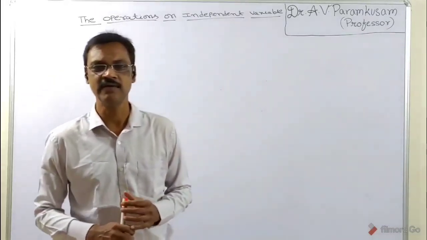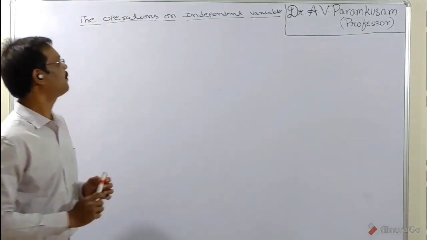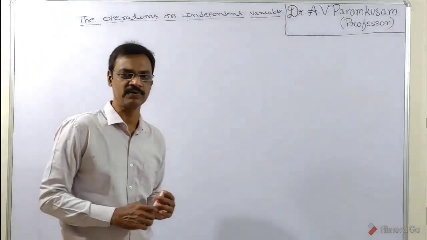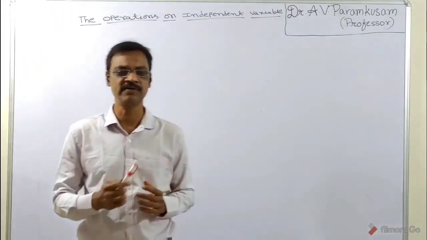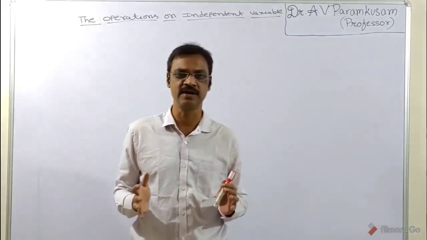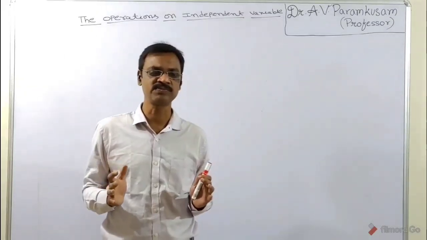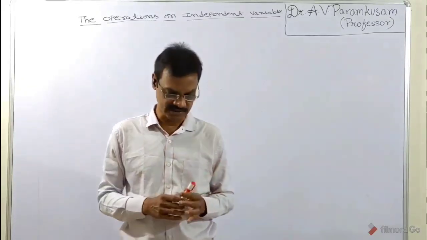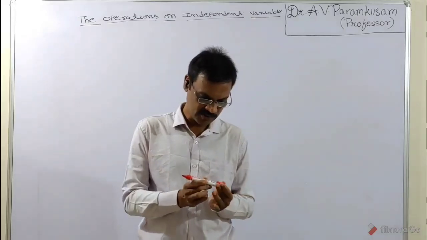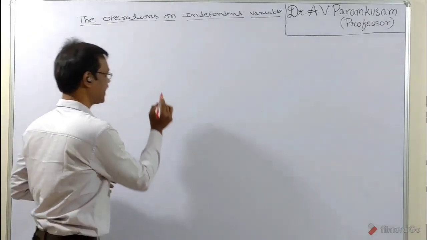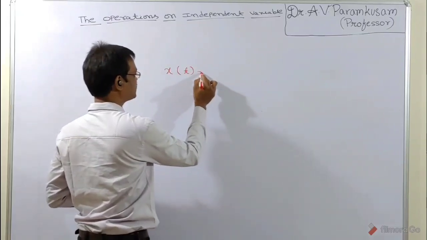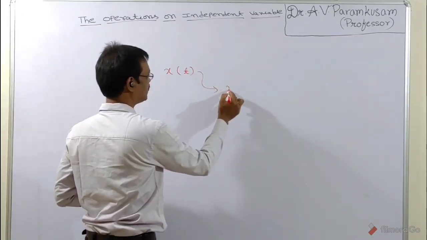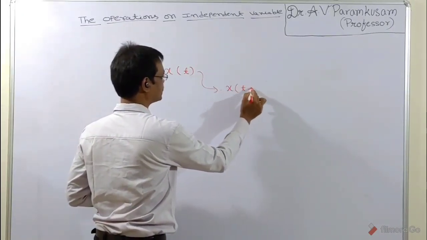In this lecture, I will explain about the operations on independent variable. The operations on independent variable topic is very essential to solve some problems in GATE examinations. See here, suppose x of t is given. From this x of t, let us draw the x of t plus t naught.